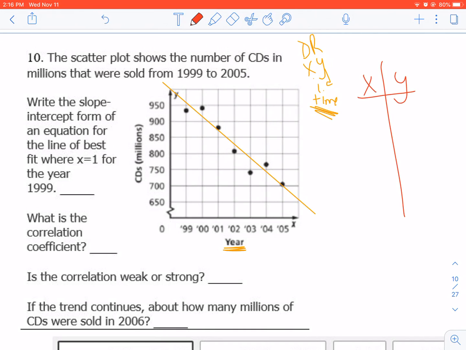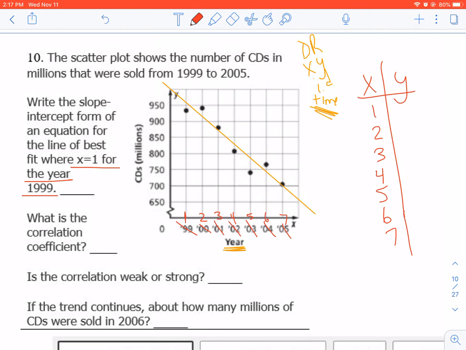Now in this question it says x is 1 for the year 1999. So instead of 1999, I'm going to call this spot 1, because that's what it said over there. It wants me to say x equals 1 for that spot. So this is going to be 2, 3, 4, 5, 6, and 7. I'm going to put that in my t-chart. And now we need to go and find numbers that are the y values for these.